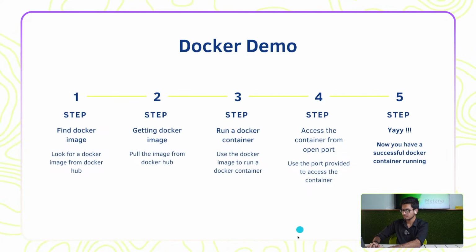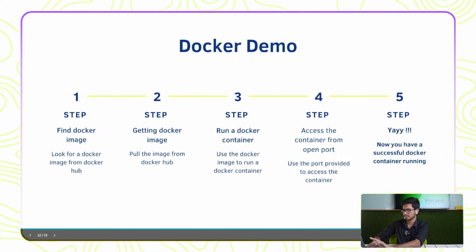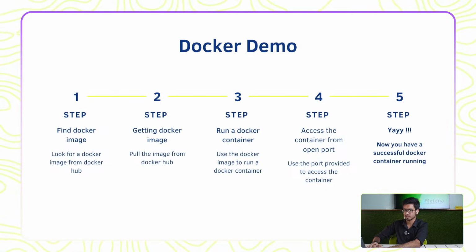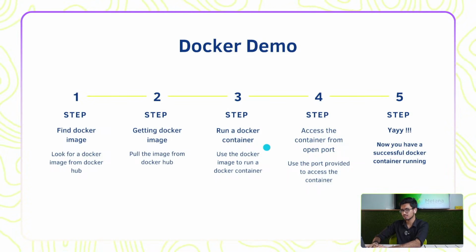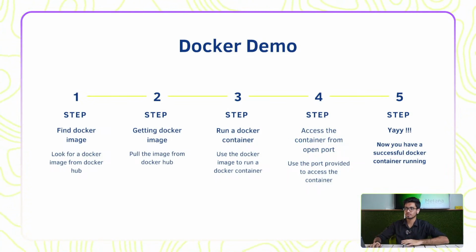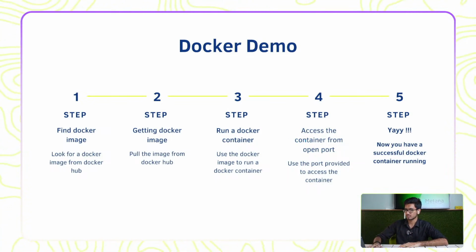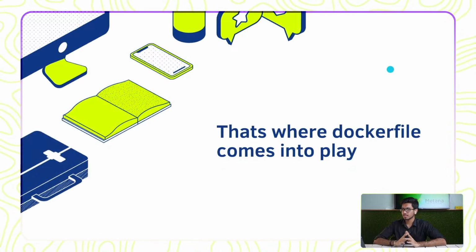But moving on, as I showed you guys, you first of all find a Docker image, and once you have found a Docker image, you can get it by using the pull command, and then run the container using that Docker image, and then access the container contents from the port that you have opened for this container, and now you have a successful Docker container running.